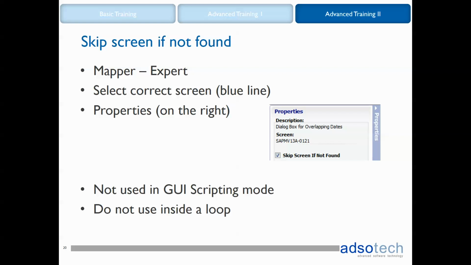This option should not be used if you have a script that was recorded with GUI scripting mode, and it cannot be used inside a loop either. Within a loop, we need to find some other means to get the same job done. Skip screen if not found is not an option within a loop.